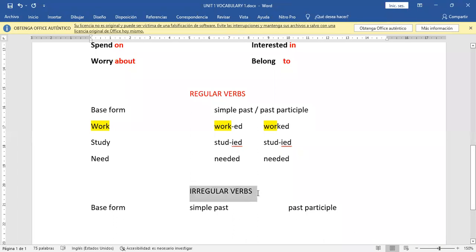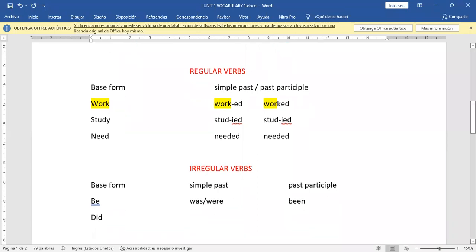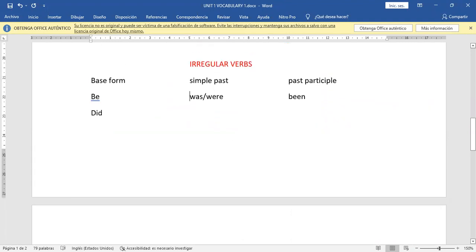For irregular verbs, we have to use different forms. Let's see. We have be. Be is irregular. Be in the past is was and were. And the past participle? Been. Another verb that you know is do. Do is the base form. The simple past? Did. And the past participle? Done.